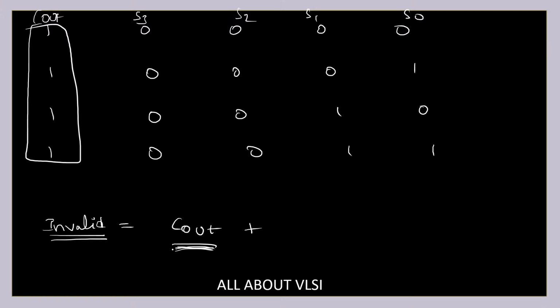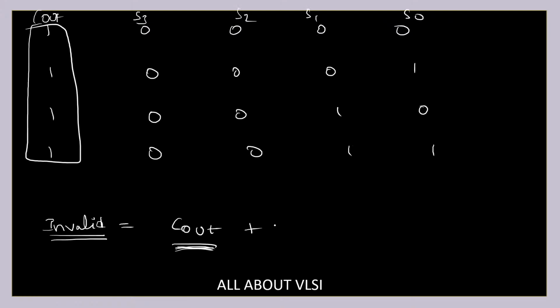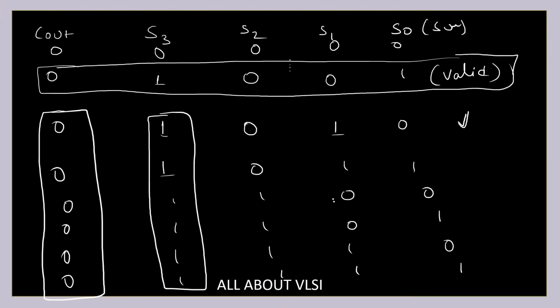C out is equal to 1 plus. Now here I should see, in all these cases, you can see S3 is equal to 1. So what I'm going to do is S3 into. Now you can see in these two cases, S2 is equal to 0 and S1 is equal to 1. 0, 1, 0, 1. Okay.